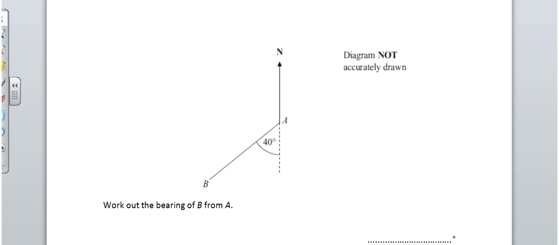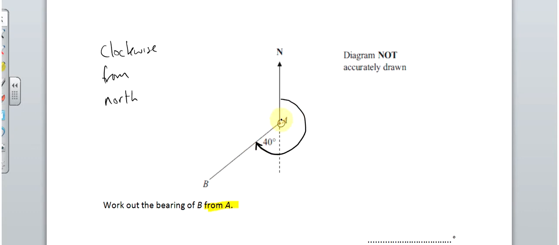Okay, bearings question. Work out the bearing of B from A. So from is telling you where you're coming from. So we are coming from A, so that's where we're standing, and we want to know the bearing of B. Bearings are angles measured clockwise from north. So we start at north and we turn clockwise, which is this way, until we're pointing in the direction of B.